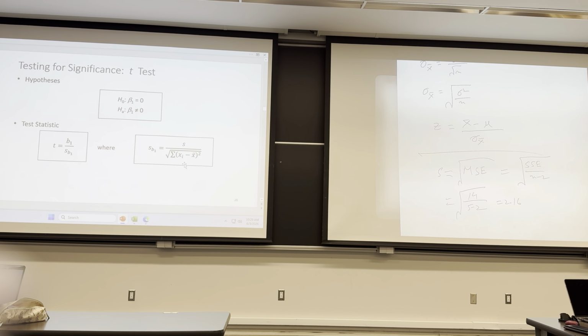Over here I have the square root of the sum of xi minus x bar square. How much is xi minus x bar square? Do you remember? 4. So this is going to be 2, right? So that is 1.08.